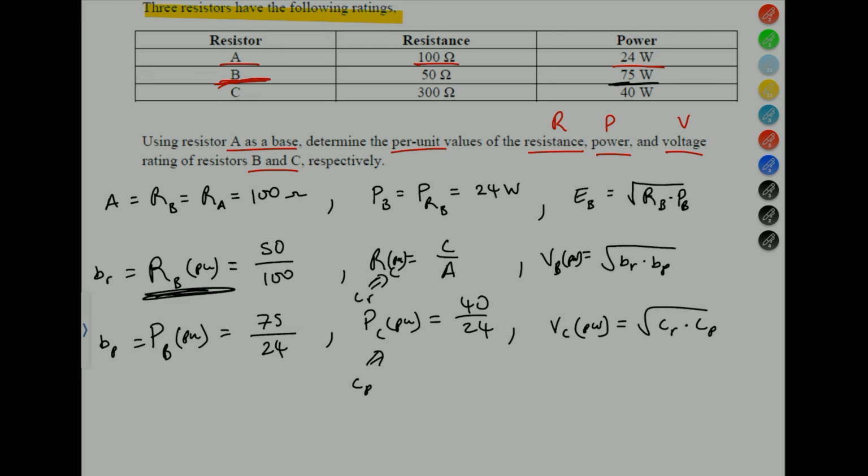And that would just be how you would find the per unit values. So you'd find the per unit values of resistance, power, and voltage of the resistors B and C.